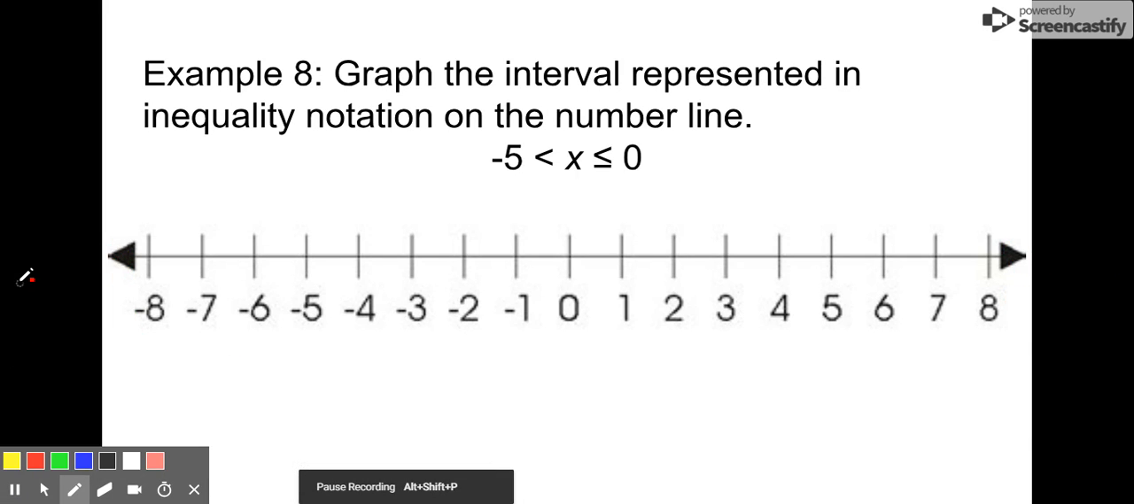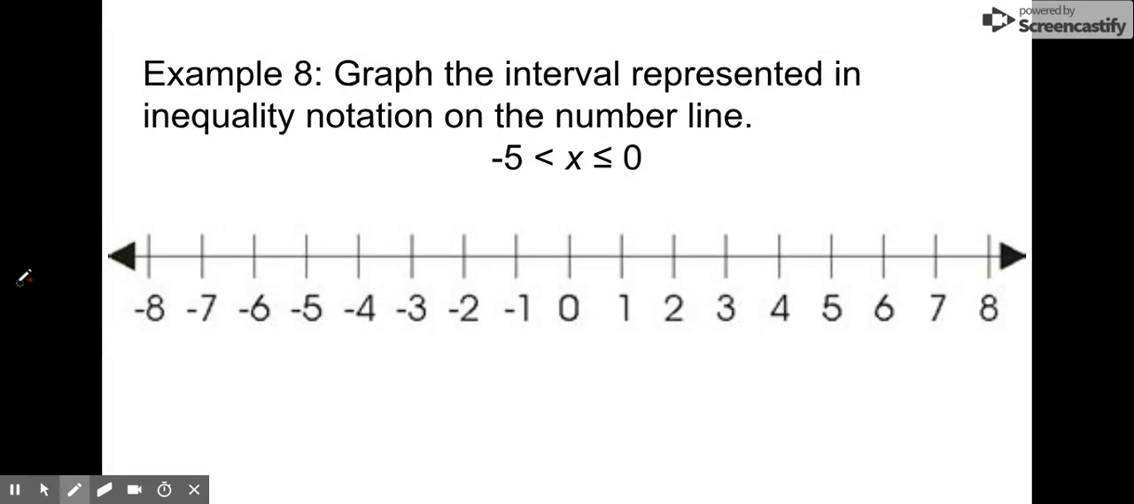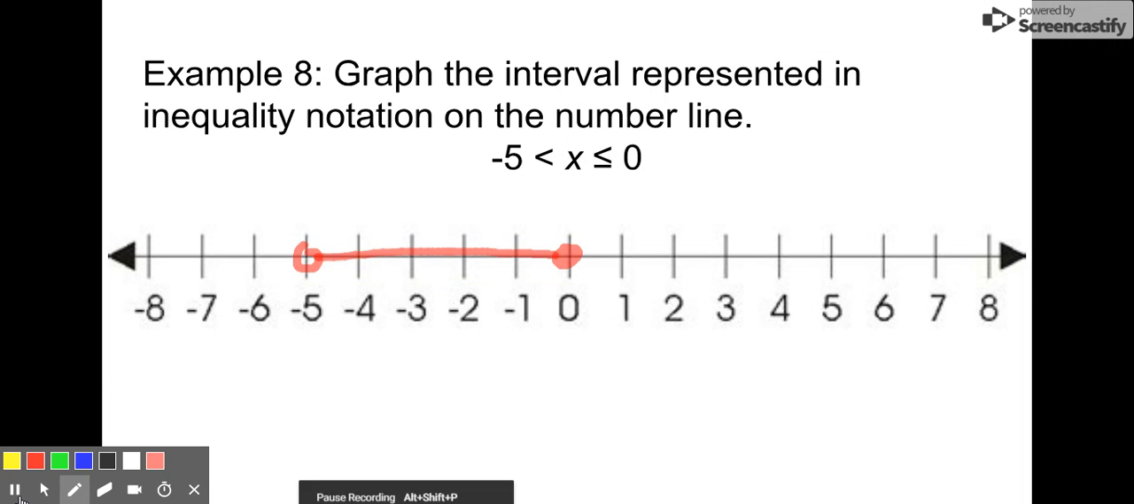We're going to look at one last example, -5 less than x less than or equal to 0. So this is an and statement. So we want -5 to be less than x, and we want x to be less than or equal to 0. So we need to find -5 and put an open circle there because we have a less than symbol. And then less than or equal to means we have to put a closed circle there at 0. Then we're going to connect those two circles, and that represents all the solutions to that inequality.